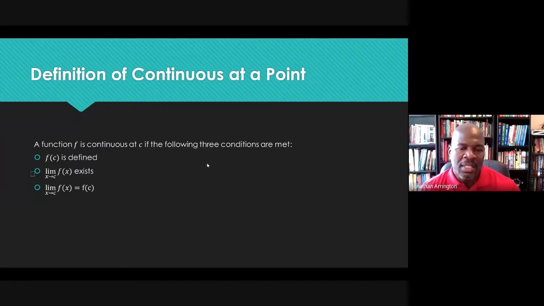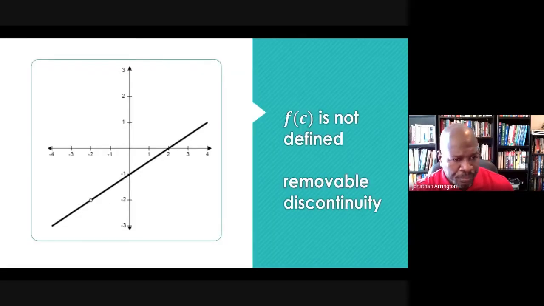So if you're not continuous at a point, then you're discontinuous. So you have what is called a discontinuity. Okay, so we're going to look at some examples of functions which are not continuous at a given point. And we're going to explore each of our 3 conditions. So this is our first guy.